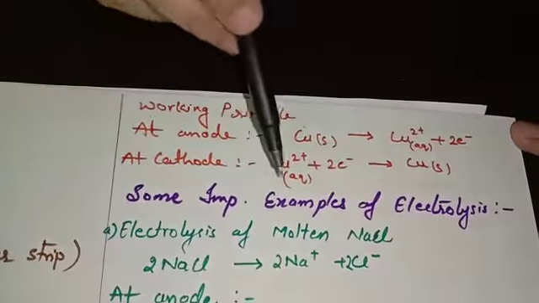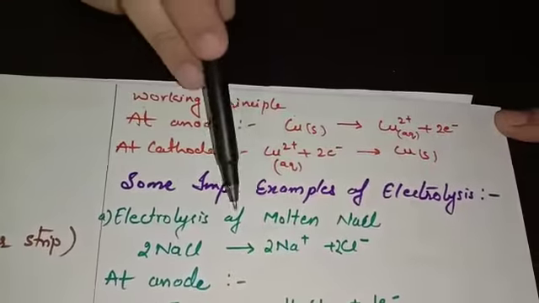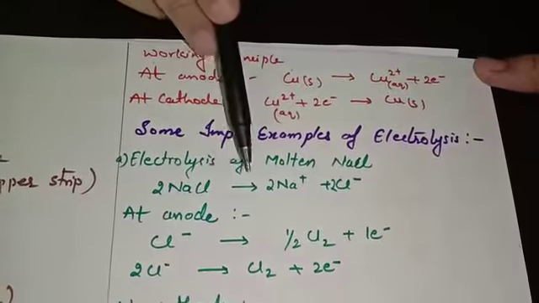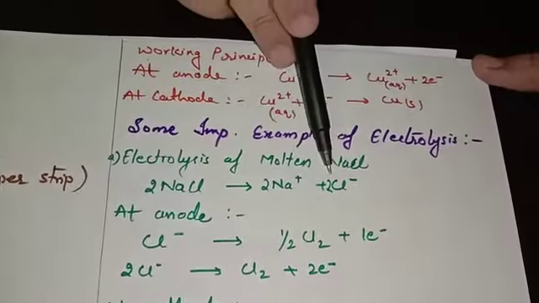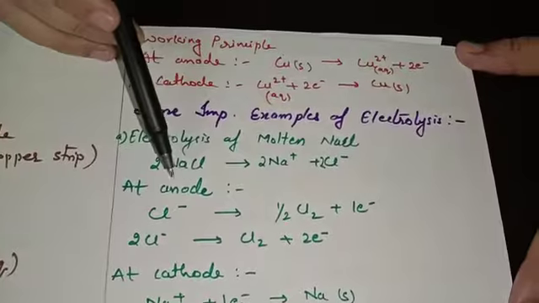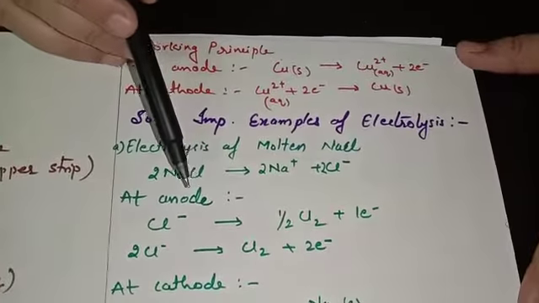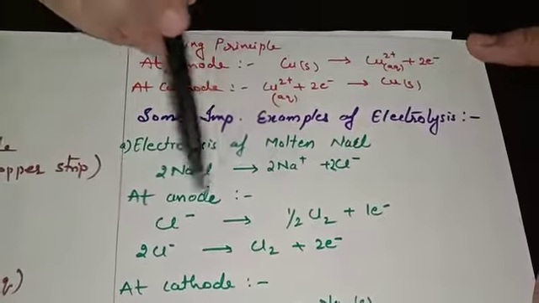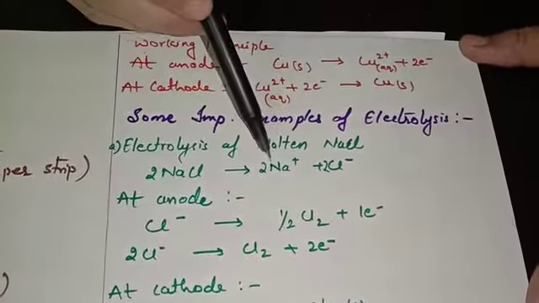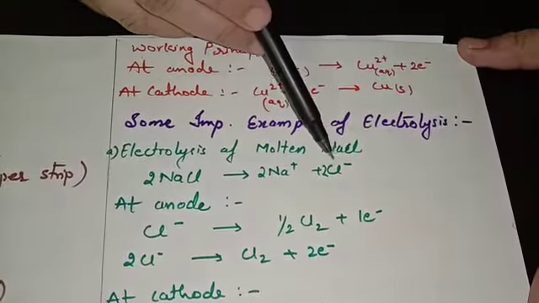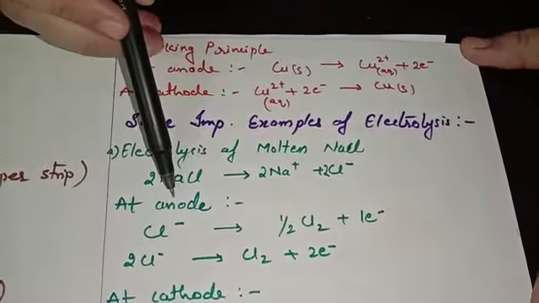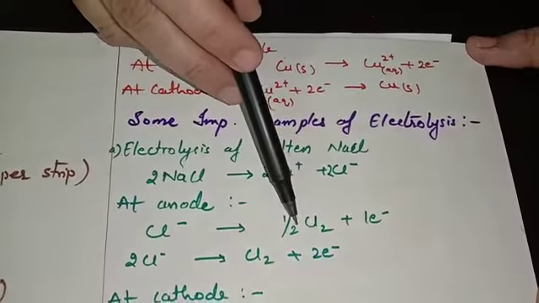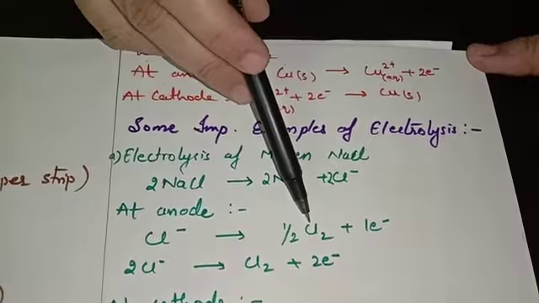Now some important examples of electrolysis. First is the electrolysis of molten NaCl. The first step, NaCl dissociates into Na+ ion as well as Cl- ion. At the anode, just now I told you that oxidation takes place, and as the anode is a positive terminal rod, the negative ions migrate toward it. So the negative ion among Na+ and Cl- is the Cl- ion. So the Cl- ion migrates toward the anode, and after losing an electron it gets converted into half Cl2. Why have I written half Cl2? Because chlorine is a diatomic gas.